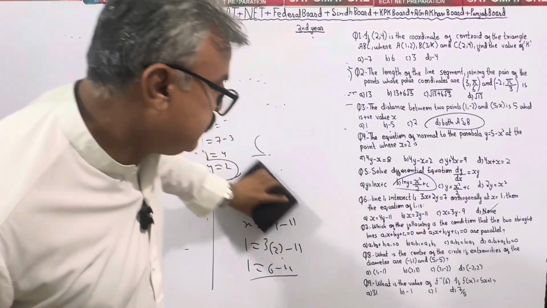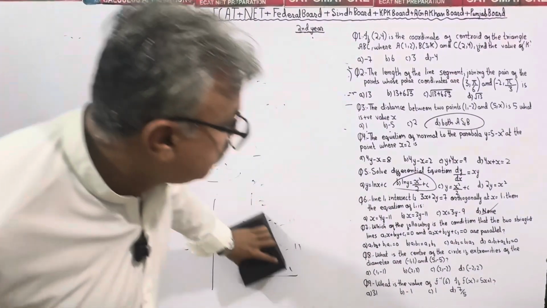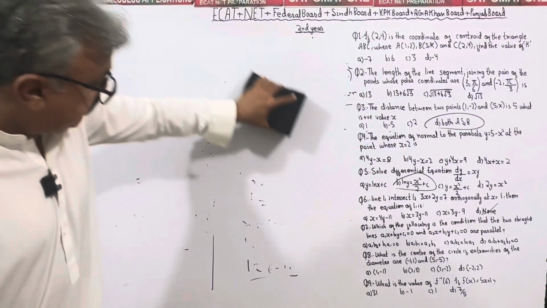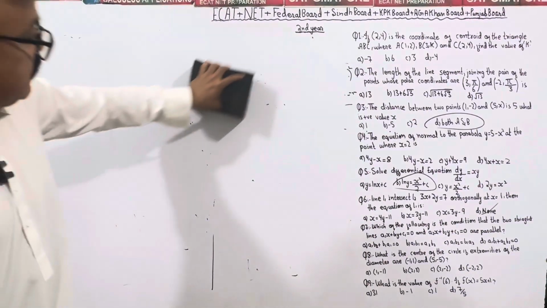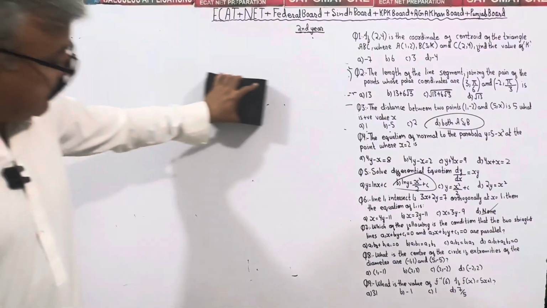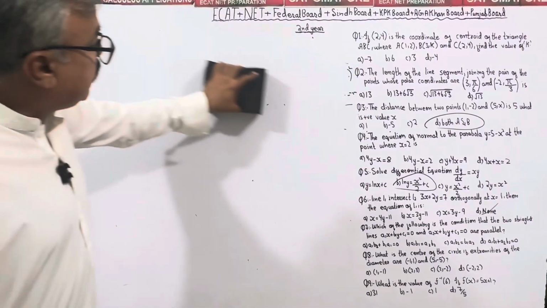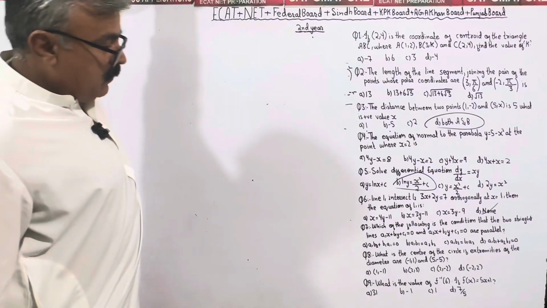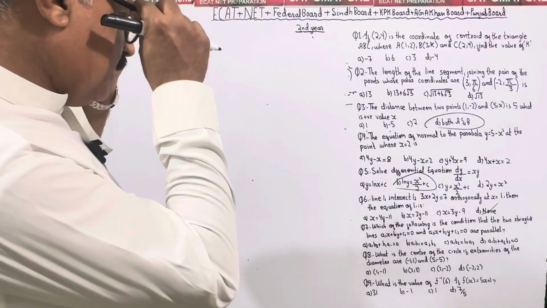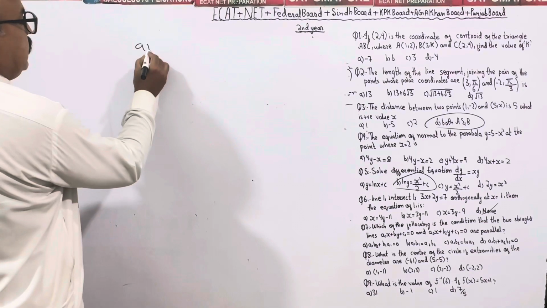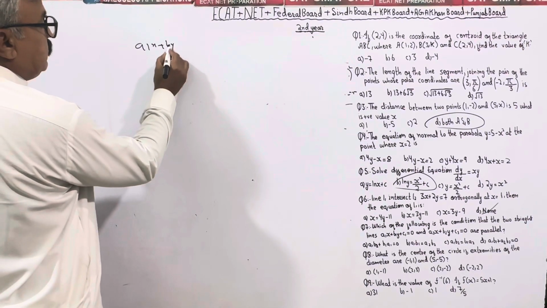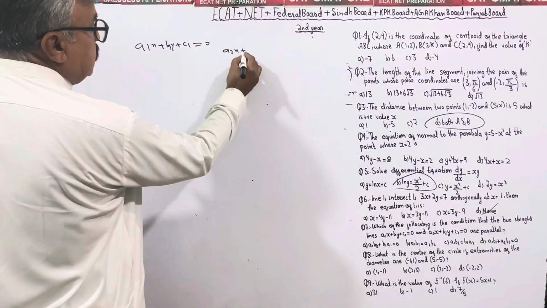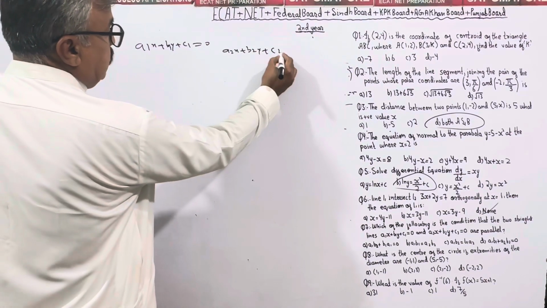Question number, which of the following is the condition when two straight lines are parallel? I have managed one question from perpendicular, another from parallel, to give you a good idea about lines. To write the equation of a straight line, we need a slope and a point. We have been given two equations in general form. They are a1x plus b1y plus c1 is equal to 0, and the second is a2x plus b2y plus c2 is equal to 0.